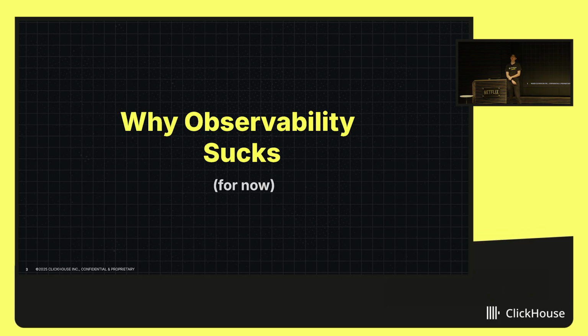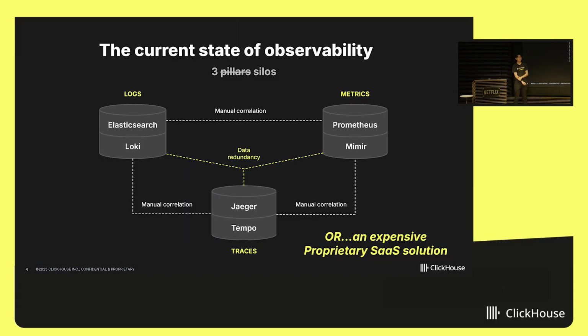Before diving in further, I want to talk a little bit about why observability sucks in its current state, or at least why it sucks for now, maybe if you're not using ClickHouse. The current state of observability is we talk a lot about the three silos, right? You have your logs, your metrics, and your traces, and there might be other expanded definitions of it, but there's certainly these three core pillars, as they call it, of observability. But then at the end of the day, that's become three silos, right? You have a silo for your logs, a silo for your metrics, and a silo for your traces.